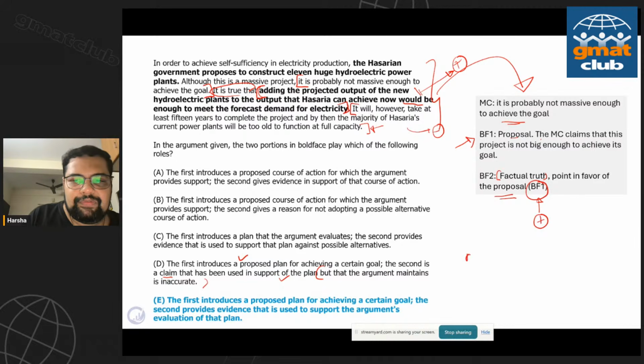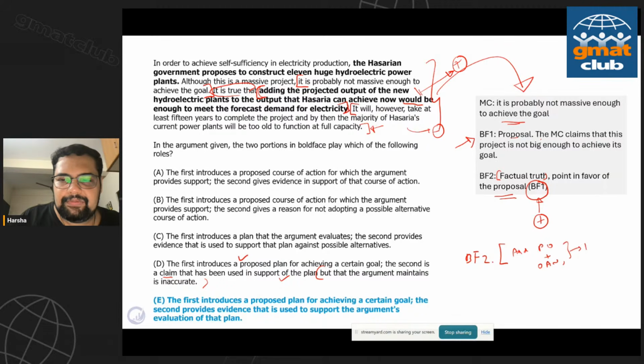So is boldface 2, which is the statement that, and again, you have to remember what we did in the first exercise, that entire bolded portion. So is the statement that if you add the projected output of the new hydroelectric plants to the output that is achievable now, you will be able to meet the forecast. Is that true or is it not true? Has the author kind of indicated anywhere or implied anywhere that this is not true? No, the author is telling you this is true. The problem is something else.